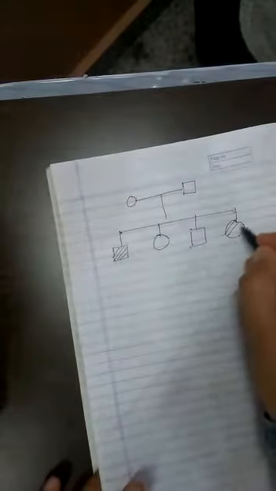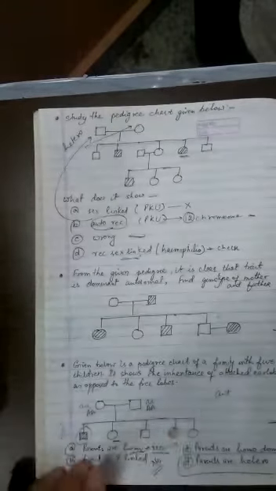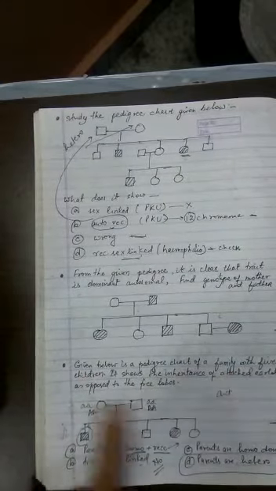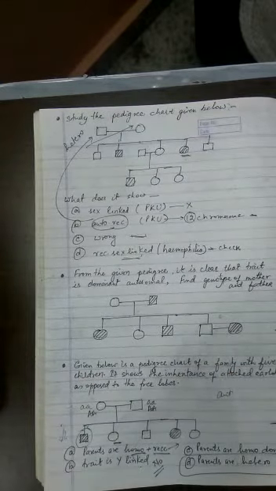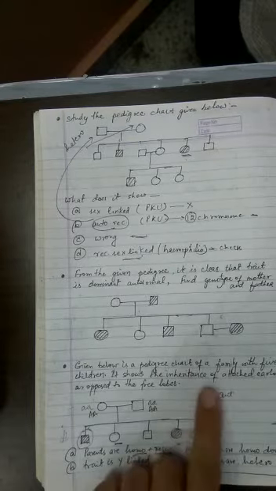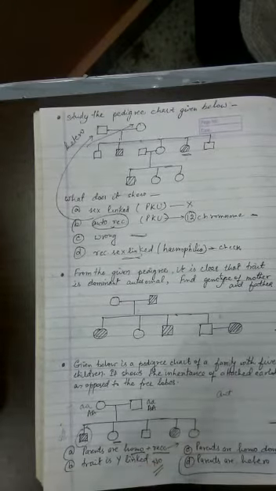Remember, these are very easy provided you start solving them, then your confidence level will build. Given below is the pedigree chart of a family with 5 children. So 5 children we have drawn in that pedigree. It shows the inheritance of attached earlobes as opposed to the free earlobes. So now the question talks about inheritance. Remember one thing in these questions, whenever something is darkened, these are the individuals showing the character.